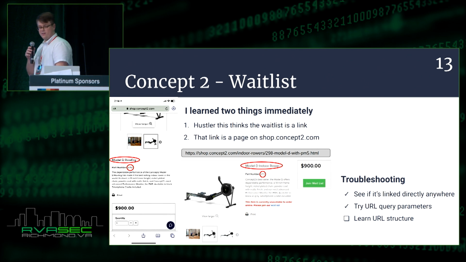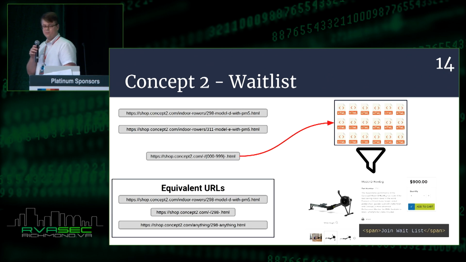But as I am looking around this website, I learned more about the URL structure. And the URL structure looks something like this. So in the top left here, we have the URL for the waitlisted item that I wanted. So it's shop.concept2.com/indoor-rowers/298 Model D with PM5 dot HTML.